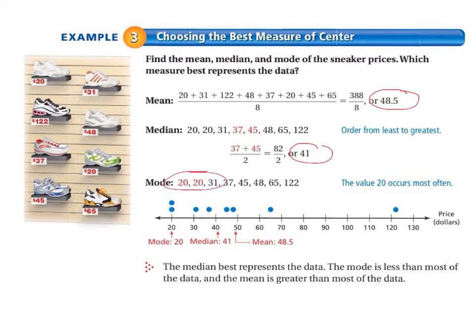Then we look at them on a number line, and we can see that since we're looking for the one that is closest to center, the mean is off to the right. It's over here. And the mode is way off to the left. But the median, since it's the middle number, is right here in the middle. So the median is best representing the data.